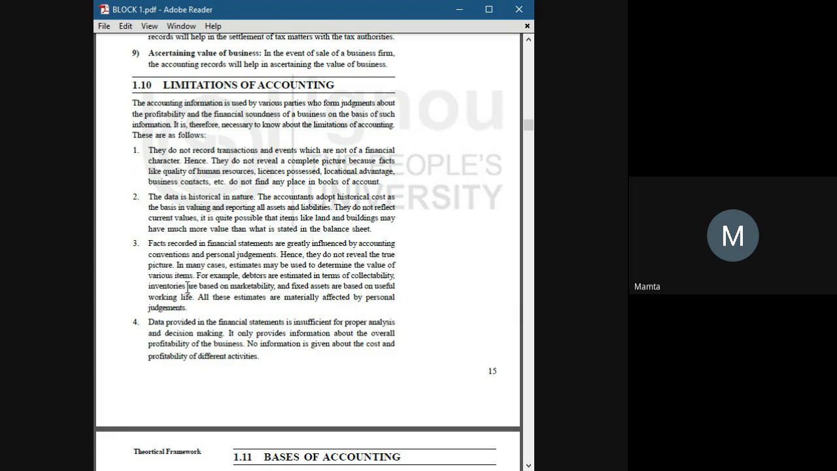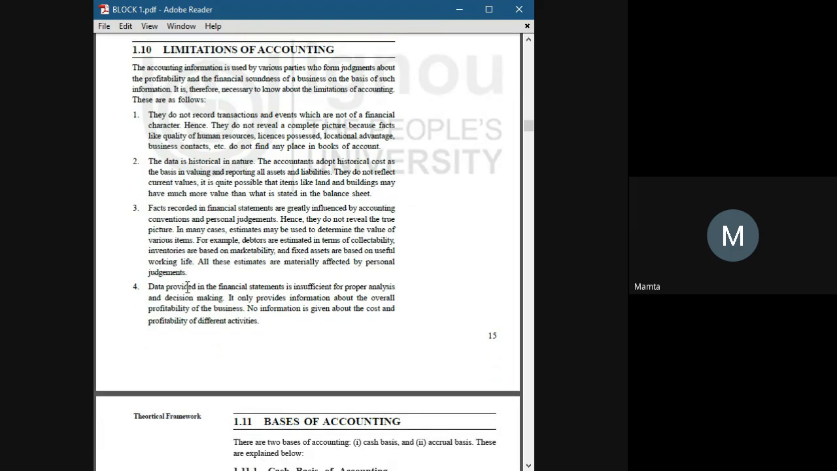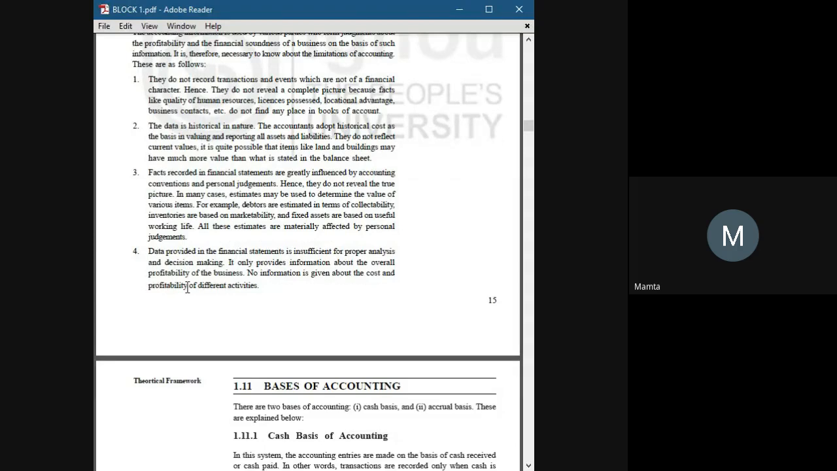Whatever amount we have purchased a good or an asset for, we have to mention that amount only. We don't keep on changing the amount of the assets. So they do not reflect the current value of our assets and business. They do not reveal the true picture.